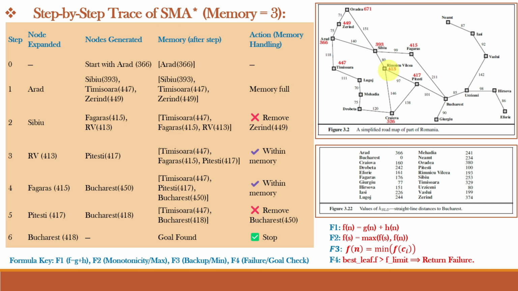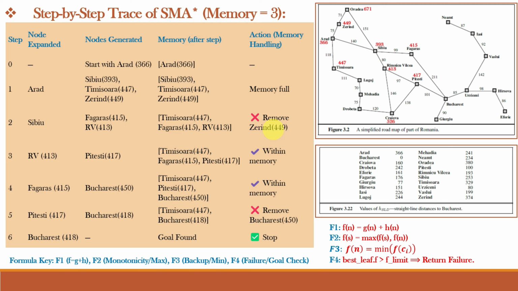Now memory wants to contain Timisoara 447, Zerind 449, Fagaras 415 and Rimnicu Vilcea 413. But the memory limit is only 3. So SMA star must delete the worst node out of these. Worst means the highest F cost. So the highest value currently will be 449. Therefore, Zerind with a value of 449 is deleted from the memory. That is, Zerind is removed.